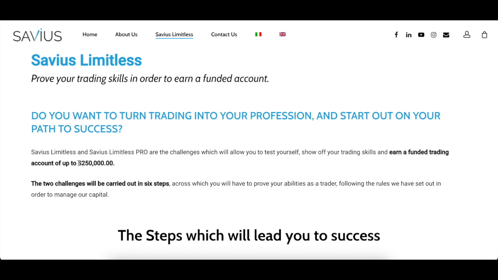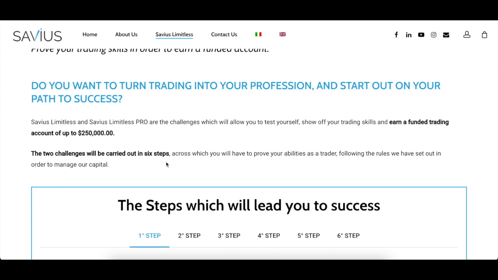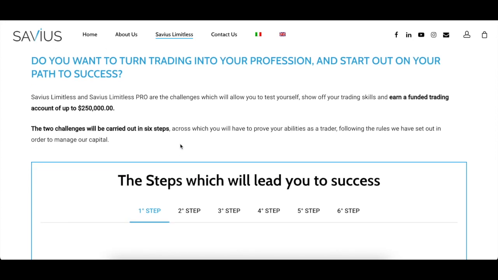Earn a funded account up to 250K. All right, so far sounds good. I think we run into our first kind of roadblock right here. 2 challenges carried out in 6 steps.